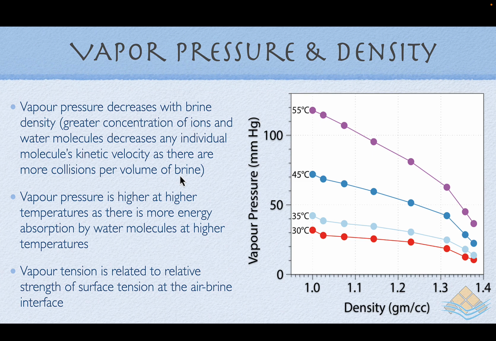And so vapor pressure, remember that vapor pressure is the equilibrium between evaporation and condensation. Vapor pressure is higher at higher temperatures as there's more energy absorption by the water molecules in that liquid at higher temperatures. As the density increases, as the salinity increases, the vapor pressure decreases, and that's true at both low temperatures and at higher temperatures. Obviously, the rate of decrease is much greater at higher temperatures than lower temperatures as the density increases. And that in turn is related to surface tension changes.